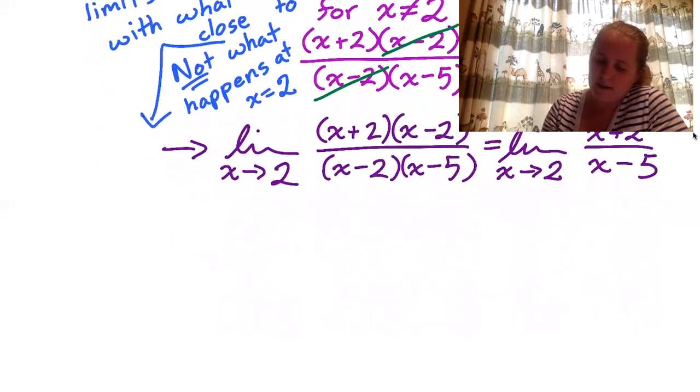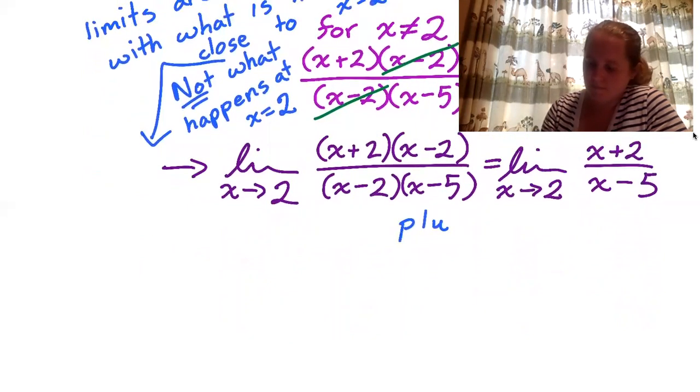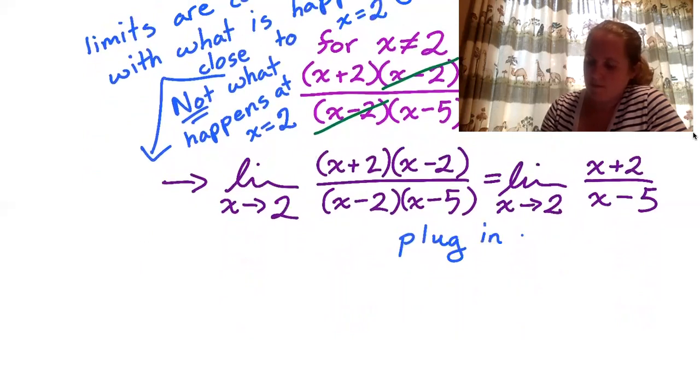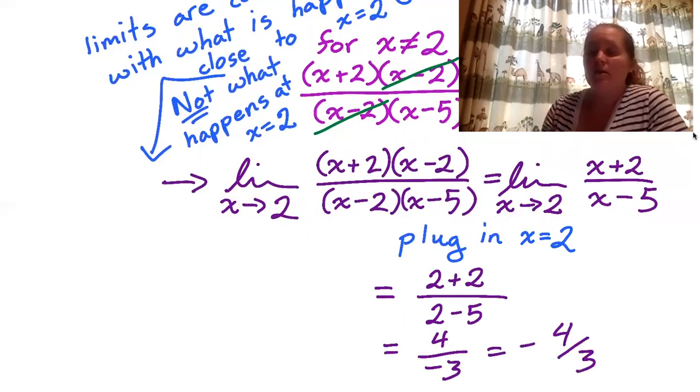So now if we try again, if we plug in x equals 2, then what we are looking at is 2 plus 2 over 2 minus 5, or 4 over negative 3, or negative 4/3. So here we had another limit that looked to be going to 0 over 0, which causes complications. But we do know how to simplify and get this new value.